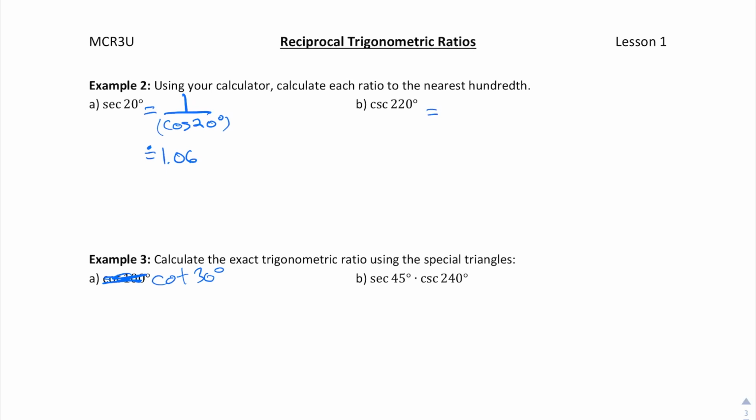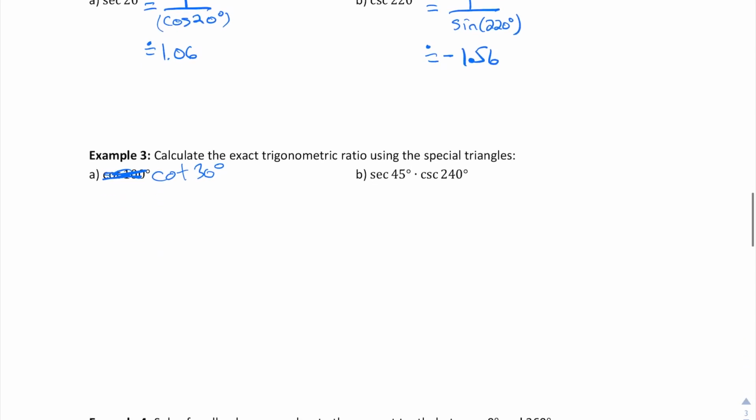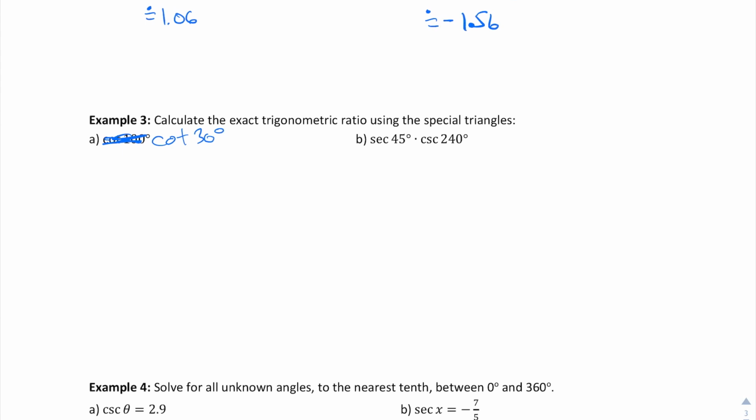So similarly here, I've got cosecant. So instead, on my calculator, I type 1 over sine of 220 because sine matches up with cosecant. And so you end up with approximately a negative 1.56. So that's dealing with the calculator. Next one here, it says calculate the exact trig ratio using the special triangles. So they've kind of told us what to do here with the exact value in special triangles.